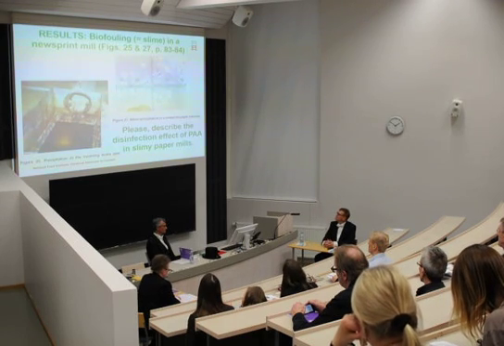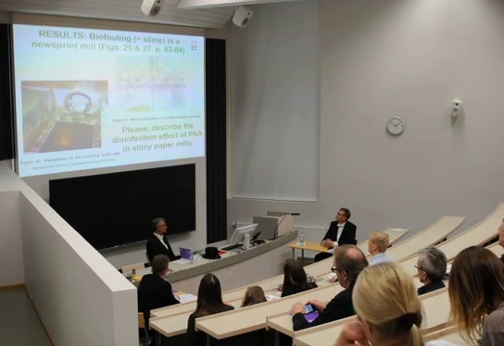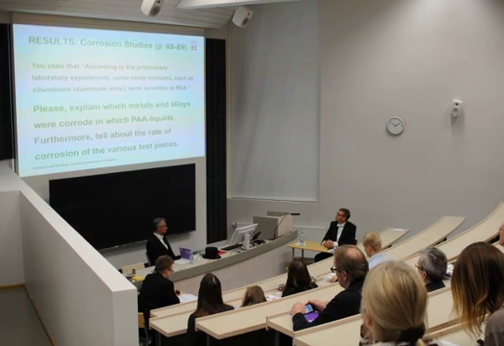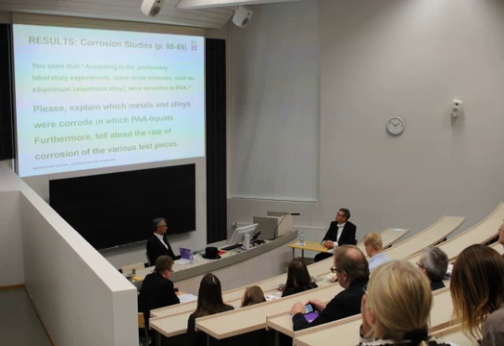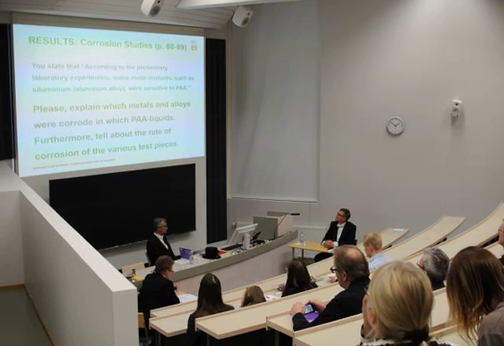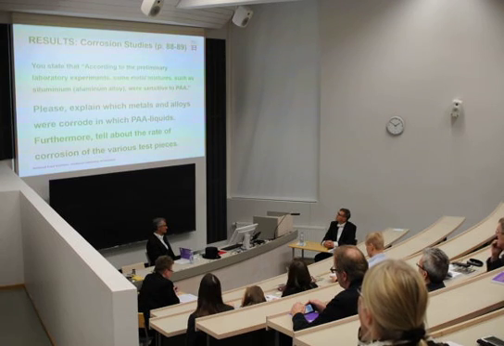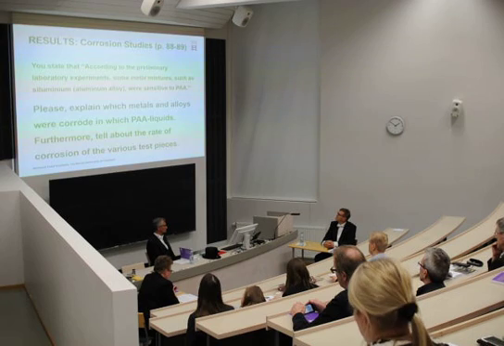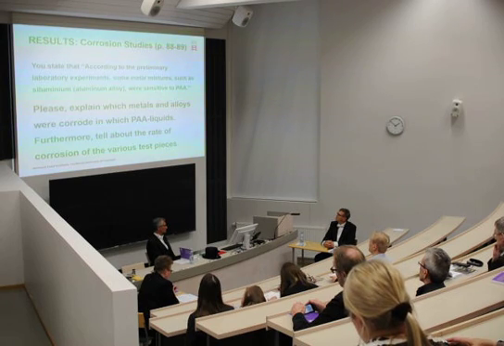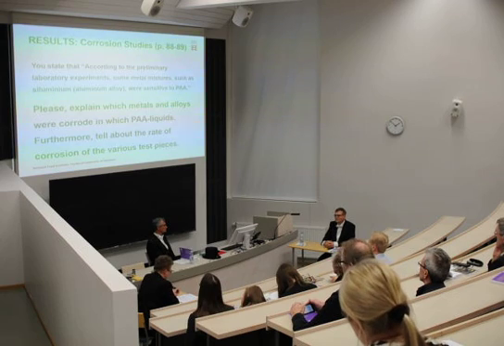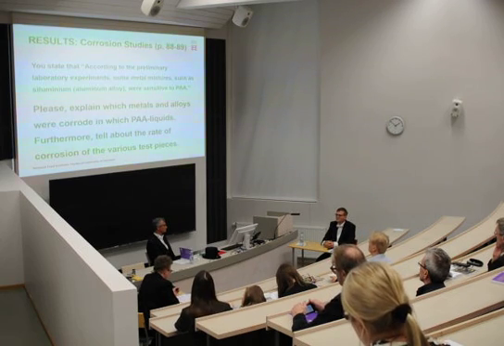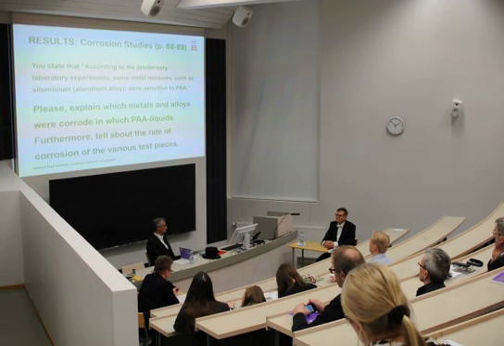So yes, then a little more about results in corrosion studies. On pages 88 and 89, you state that according to the preliminary laboratory experiments, some metal mixtures such as psyllium were sensitive to PAA. Please explain which alloys corrode. You have already gone a little into this in the corrosion method, but just tell about where you could find these, for example this psyllium, in the paper machine.